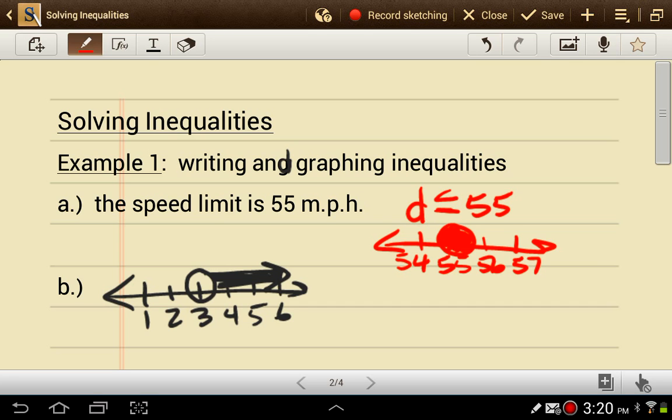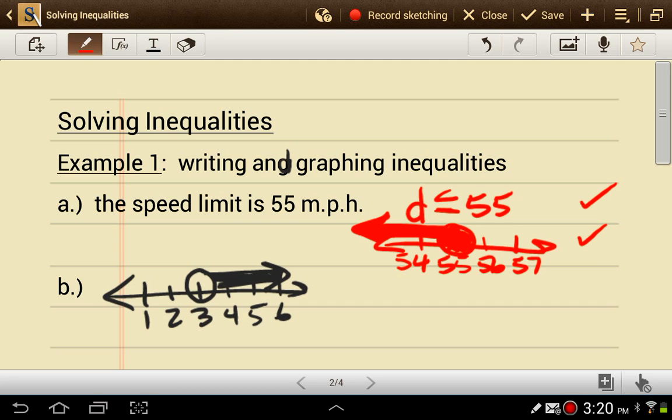Now I have to draw my graph, because I can drive not just 55 miles an hour, I can also drive anything less than 55. So to draw anything less, I'm just going to draw an arrow, and I like to make it nice and big so it doesn't look like your number line, and so I can see it. And I'm going to draw an arrow to the left of my answer. And that's going to indicate that my driving speed can be less than 55 miles per hour. And that's my answer. I'd have to have both parts for my answer there. Now in B, I just have to graph.